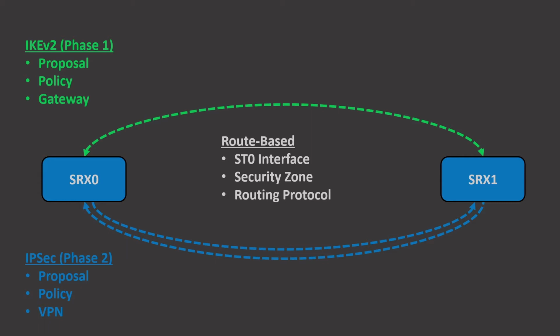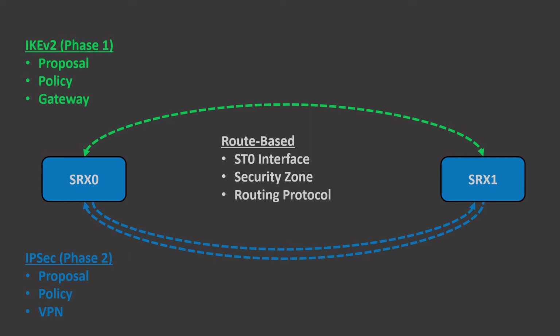Moving on to IPsec, we first have the proposal, which are the IPsec settings we're telling our peer that we want to use for the IPsec tunnel. Second, we have the policy, which references the proposal and is where we configure perfect forward secrecy. Third, we have the VPN, which ties everything together. It references the IPsec policy, it references the IKE gateway, and it references the tunnel interface.